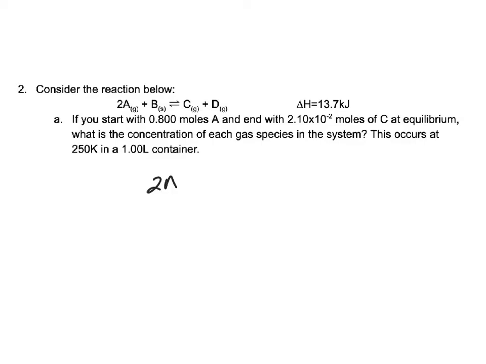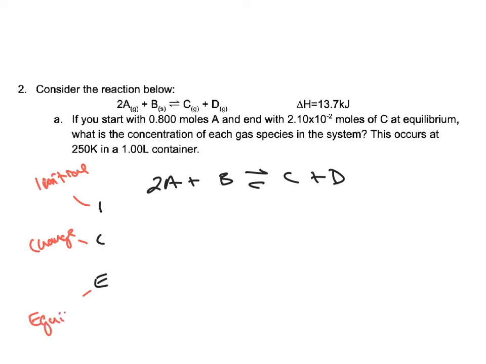So it is 2A plus B yields C plus D. And the I and the C and the E are going to represent parts of the reaction and which stage of the reaction we're talking about. So I stands for initial, C stands for change, and E stands for at equilibrium. What are the concentrations? And this is what is used in the KEQ. The values at equilibrium.